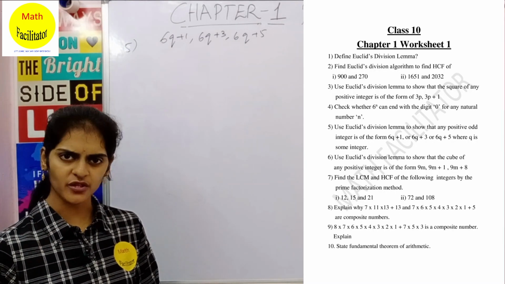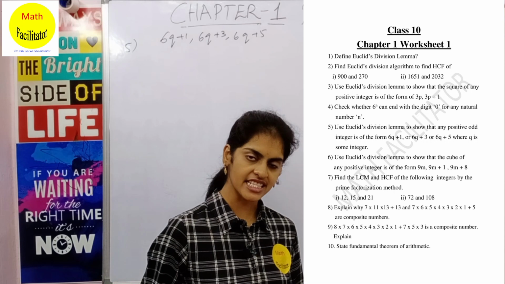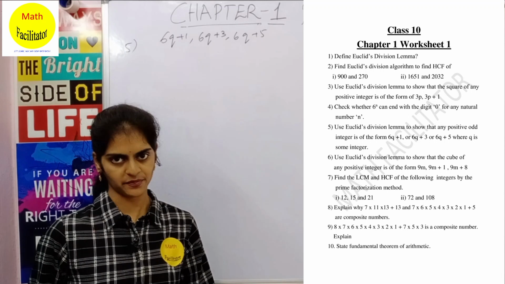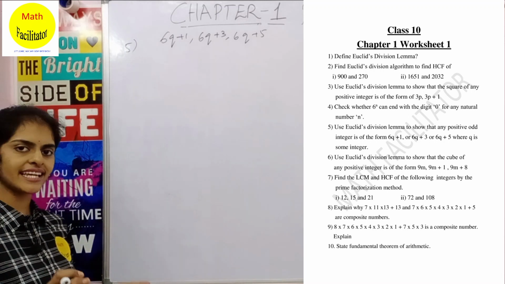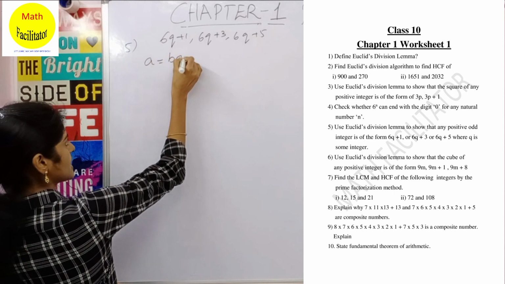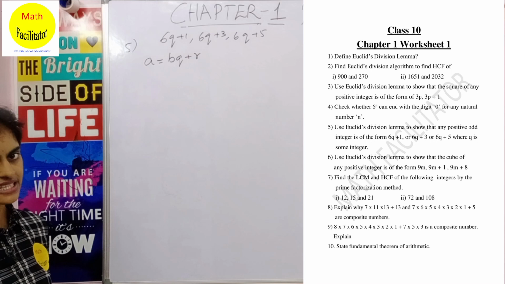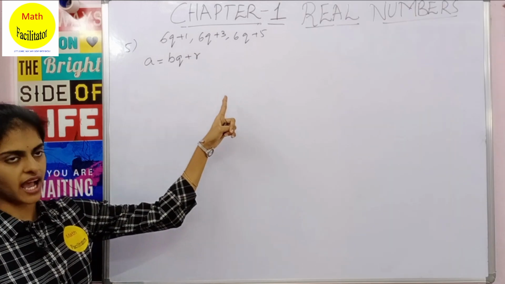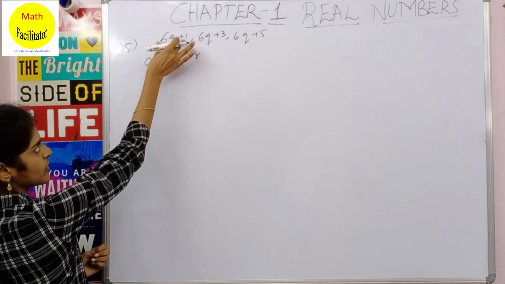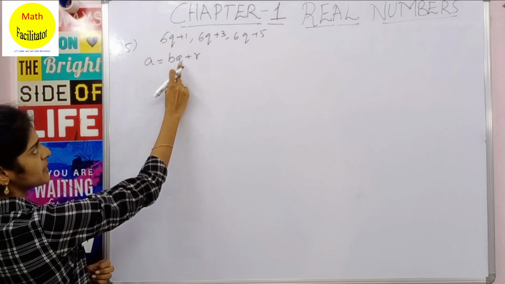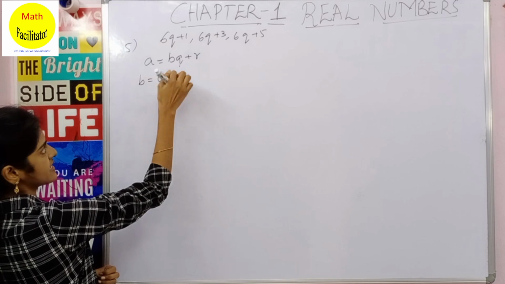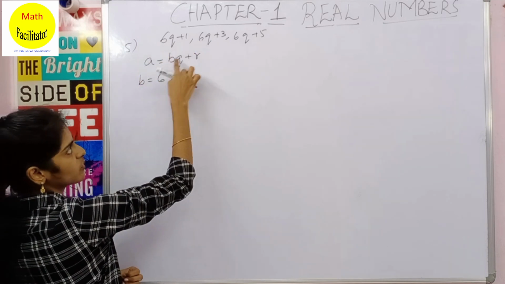Now moving on to the next question, you have to show that any positive odd integer is of the form 6q plus 1, 6q plus 3, 6q plus 5. Okay, so how do you do that? Again, using Euclid's division algorithm. Okay, so what is it? a is equal to bq plus r. Euclid's division lemma states that a is equal to bq plus r, where a and b are some positive integers. Comparing 6q plus 1 with bq plus r, you can see that b is equal to 6.